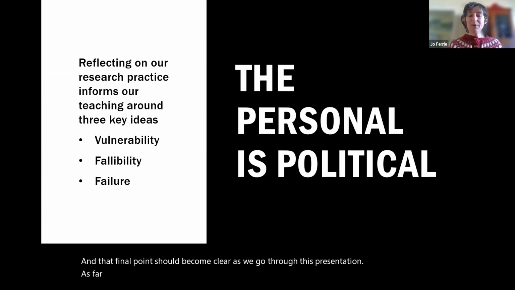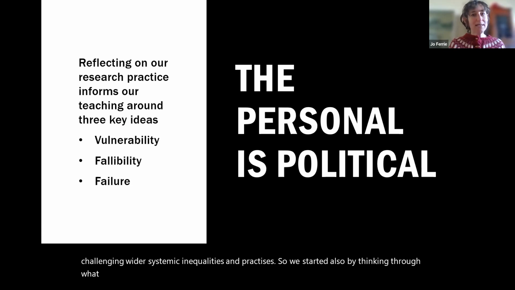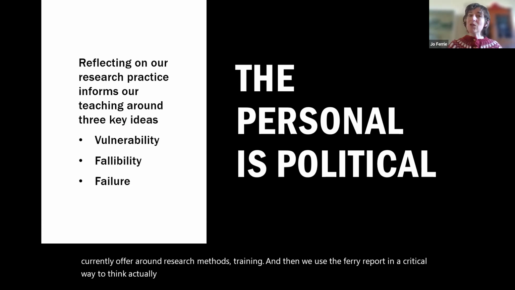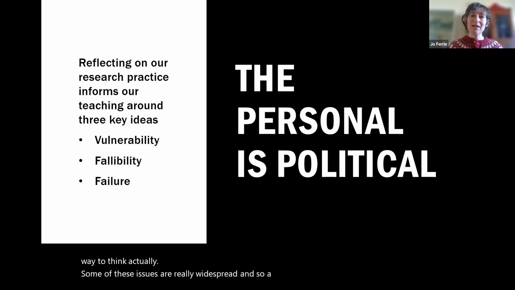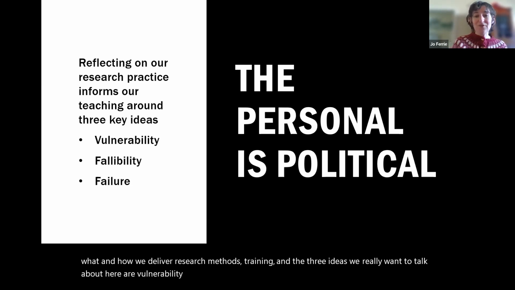As feminists, we see the personal is political. We see education as a radical act of learning and challenging wider systemic inequalities and practices. So we started by thinking through what is our research practice and what aspects of that are missing from the curriculum that we currently offer around research methods training. Then we use the Ferrie report in a critical way to think, actually, some of these issues are really widespread, and so a structural response is required here to what and how we deliver research methods training. The 3 ideas we really want to talk about here are vulnerability, fallibility, and failure.